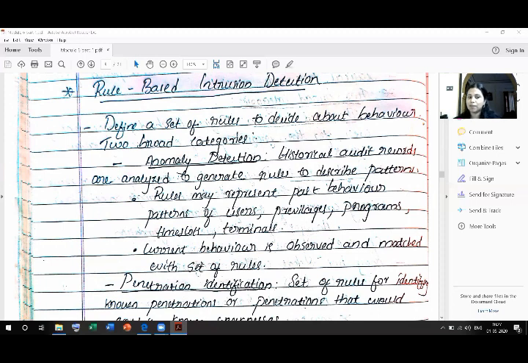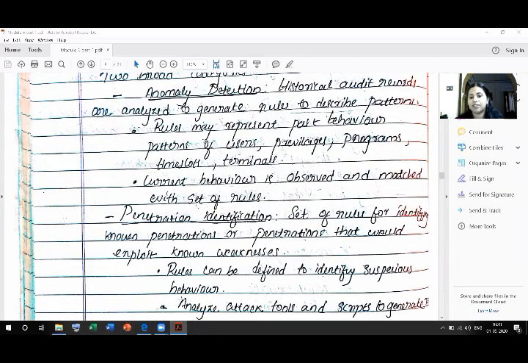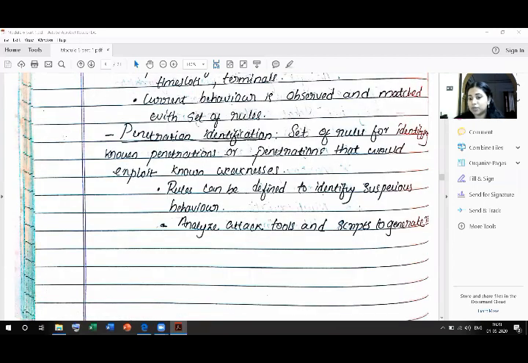The rules may represent the past behavioral patterns of users, privileges, programs, time slots, and terminals, and the current behavior is observed and compared with the past stored behavior patterns. That past stored behavior is known as rules. Next one is penetration identification. It uses a set of rules for identifying known penetrations or penetrations that would exploit known weaknesses. Rules can be defined to identify suspicious behavior, with specific behaviors used for penetration identification, and to analyze attack tools and scripts.